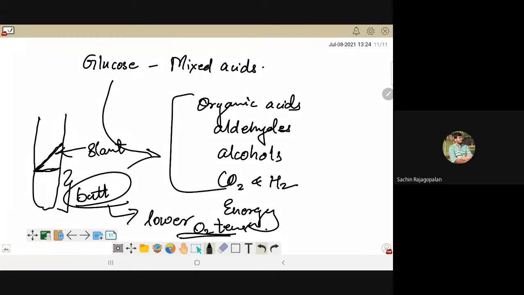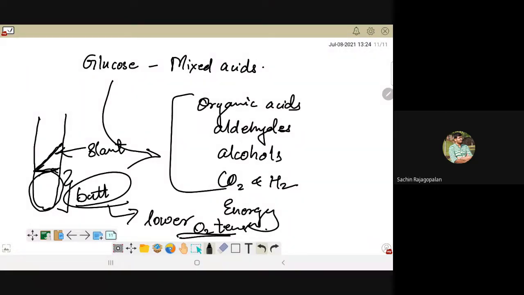So you will see that the glucose fermentation activity, or the acid production activity due to fermentation, is restricted in the butt zone because of lower oxygen tension. Okay, have you understood till this point what I'm trying to say? Why is the butt significant? Have you understood this?